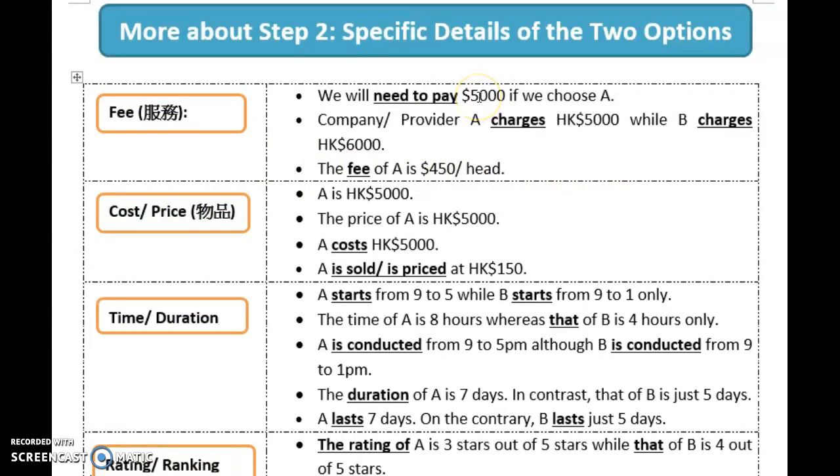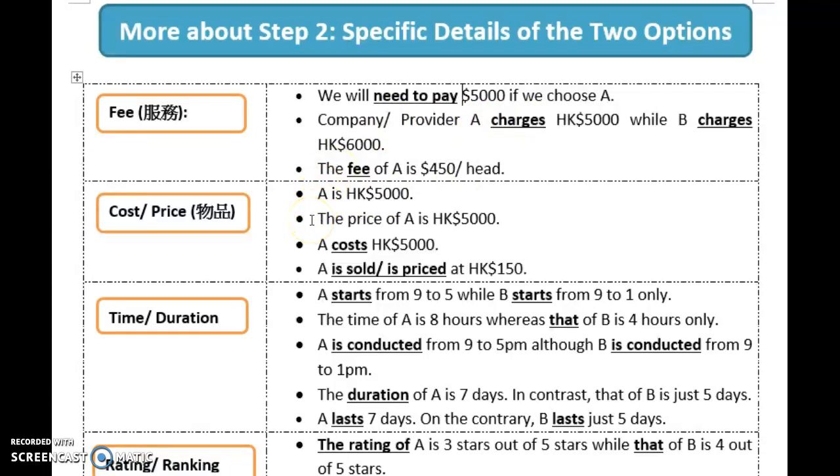Whenever you see a price, an amount of money I should say, please don't think that it must be about the price of the product. Sometimes it can be the service fee. So for a service fee, we do not say the price of A. Because this is the fee, we say we will need to pay, or you will say company A, provider A charges. Or you can simply say the fee of A.